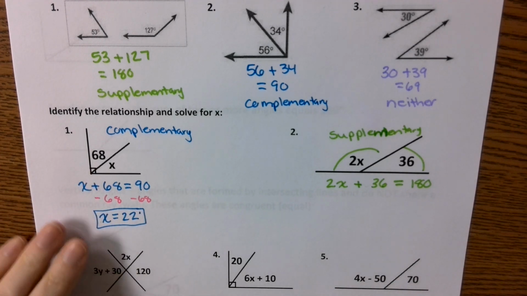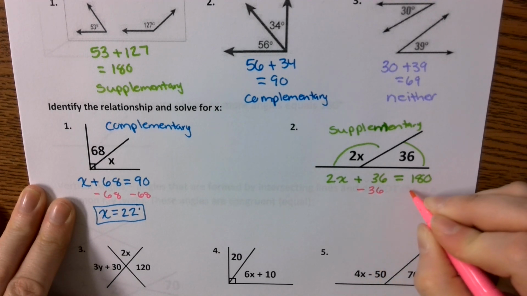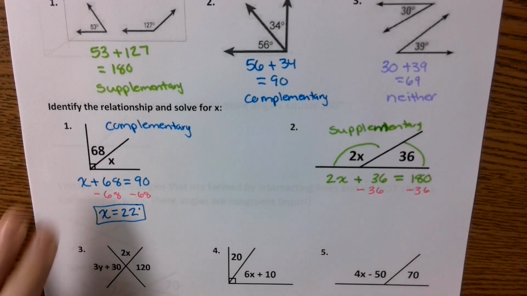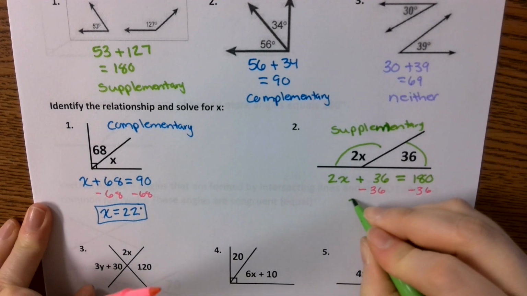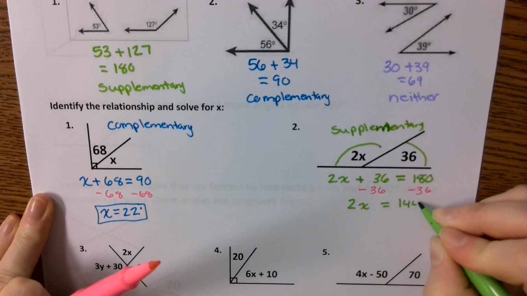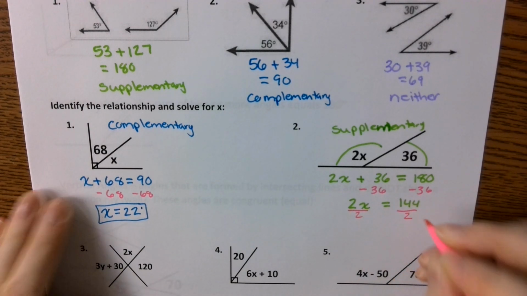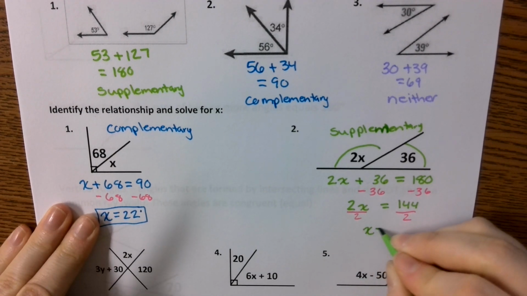We're going to go ahead and solve that two-step equation by first subtracting 36 from both sides. That would leave us with 2x is now equal to 144. And then we would divide both sides by 2. And we would get x is equal to 72.